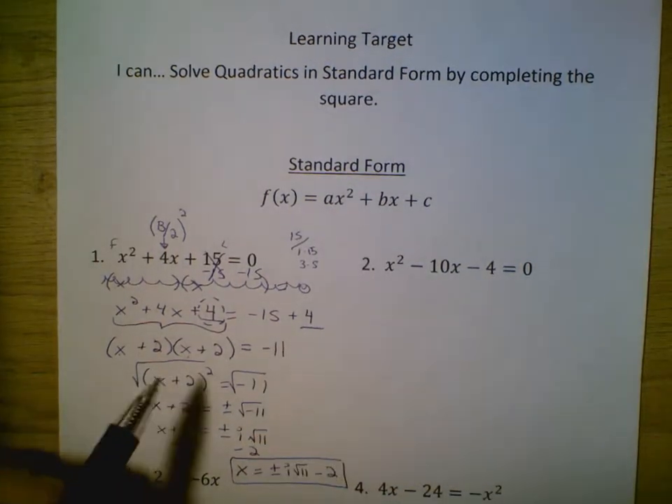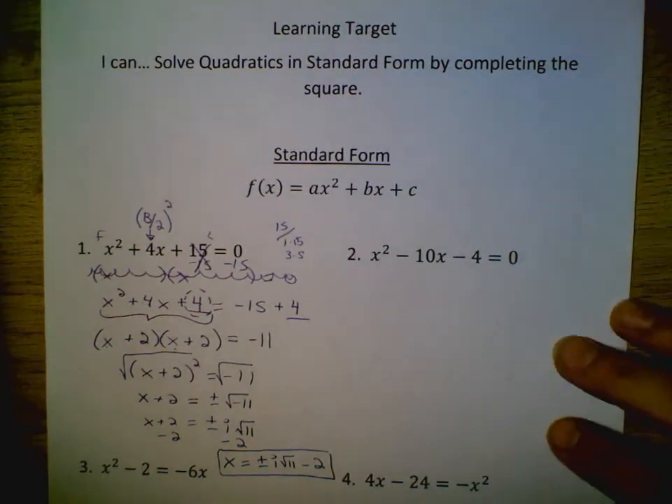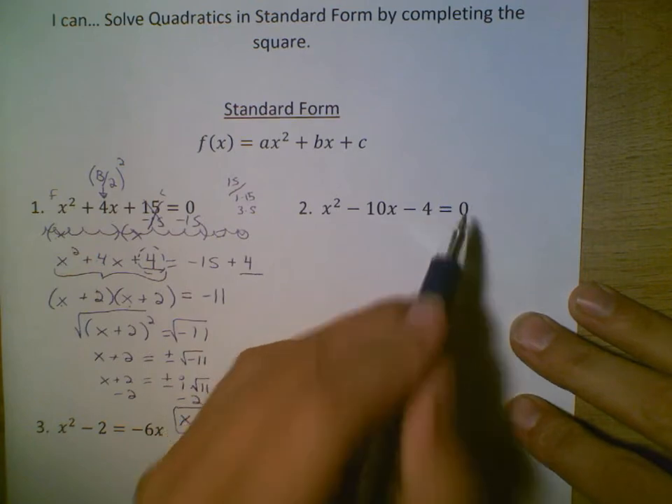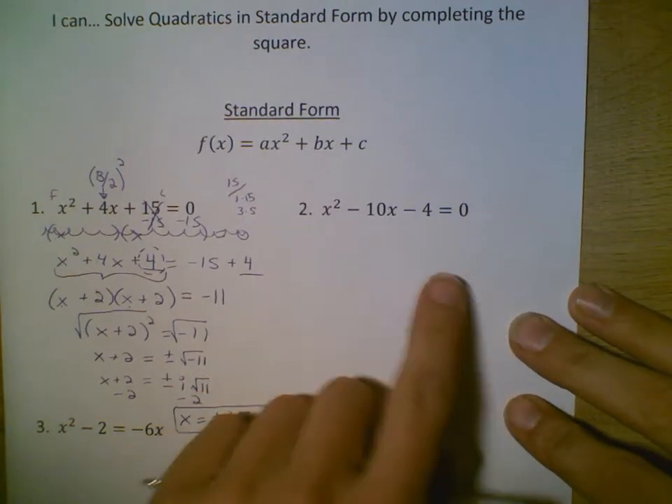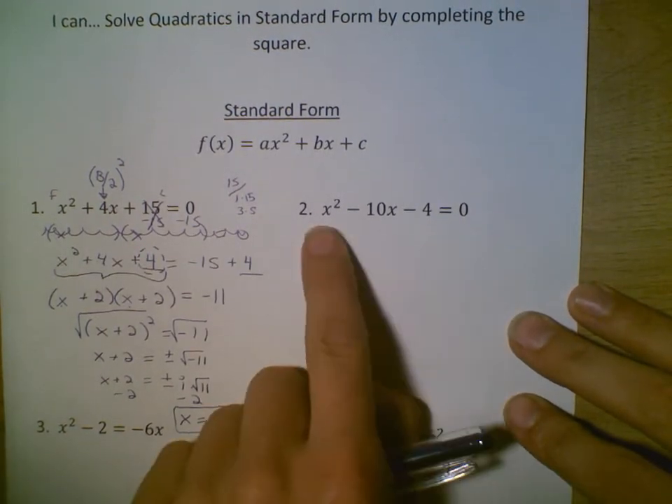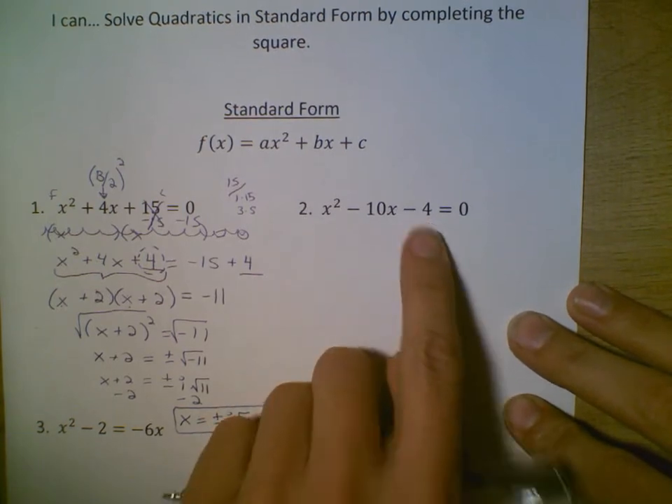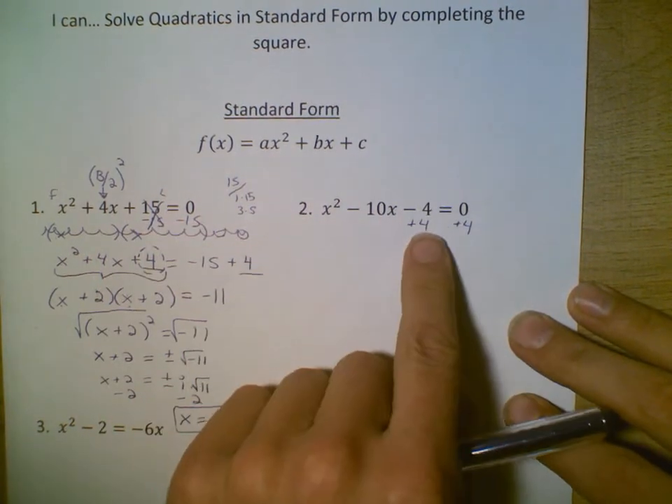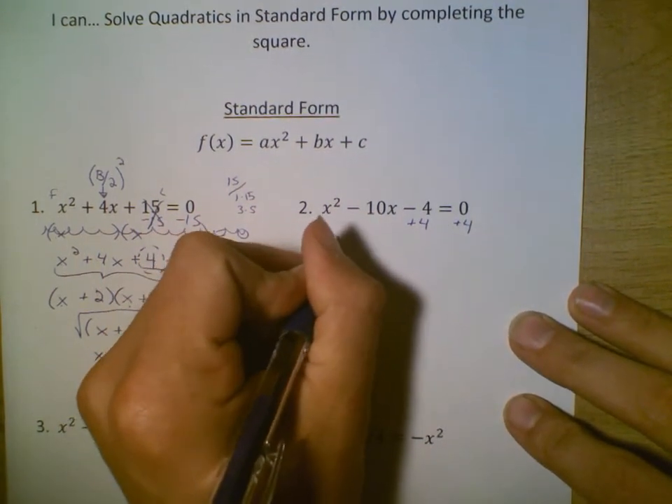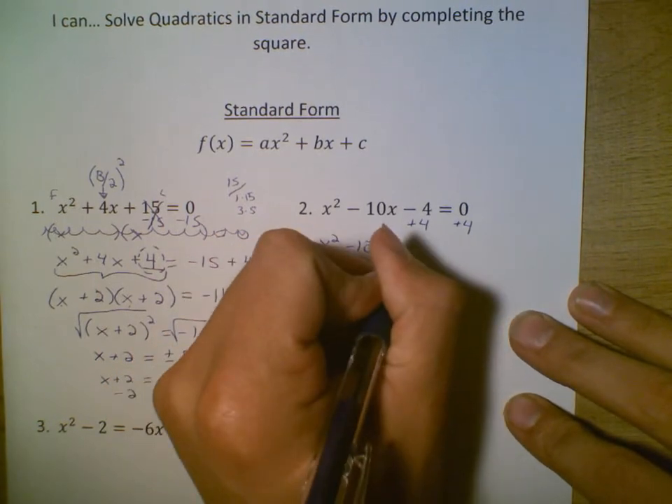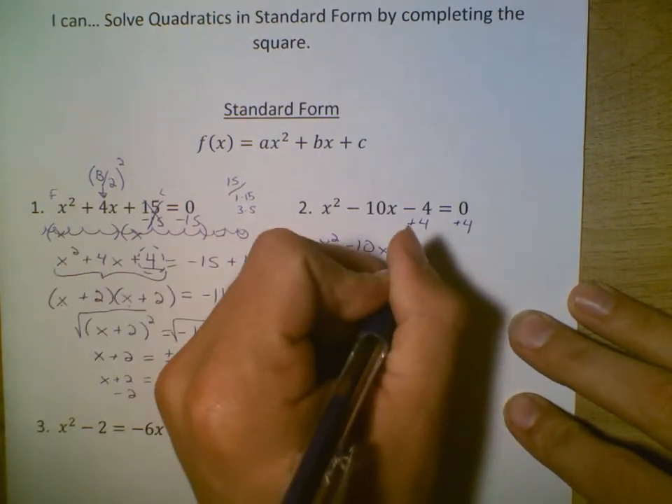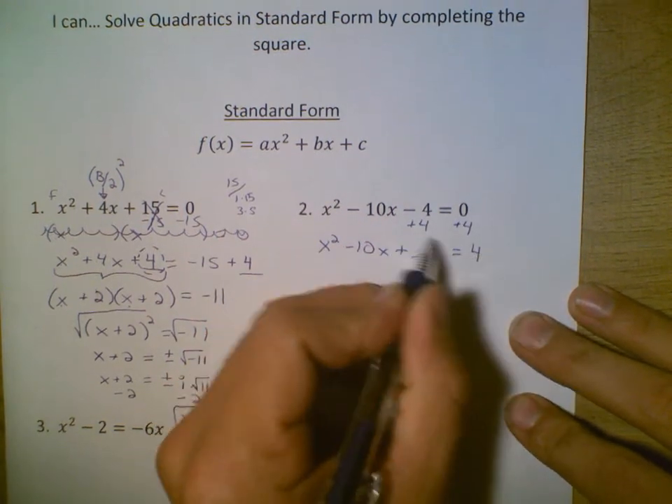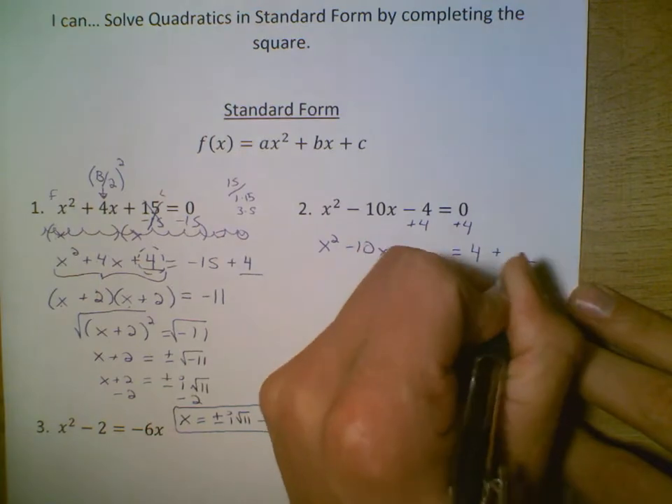Okay, so let's go ahead and look at another example of this. If I look at number 2, I have x squared minus 10x minus 4 equals 0, and it's not going to factor. I'm not going to show you again, just take my word for it. So we need to get rid of the 4 so that we can replace it with something that will allow it to factor. So I get x squared minus 10x, and I'm going to add something. I don't know what that is yet. I'll calculate it in a second. And then 0 plus 4 is 4.